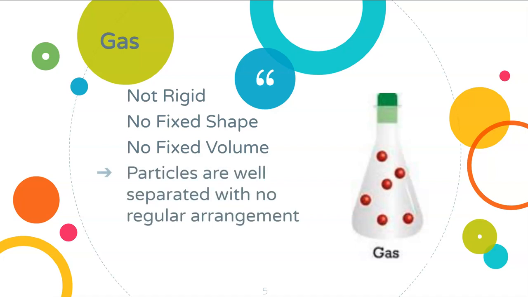The particles are well separated with no regular arrangement. So if we take a look at this picture, you can see the particles that make up this gas. They're not in any kind of order. They're not in any columns. They're not in any rows. They're just kind of all over the place. And if you can see, they are spaced out quite far from each other. So there is no rigidness to them. There's no real shape to them because of the fact that they are separated so far and they have no arrangement.